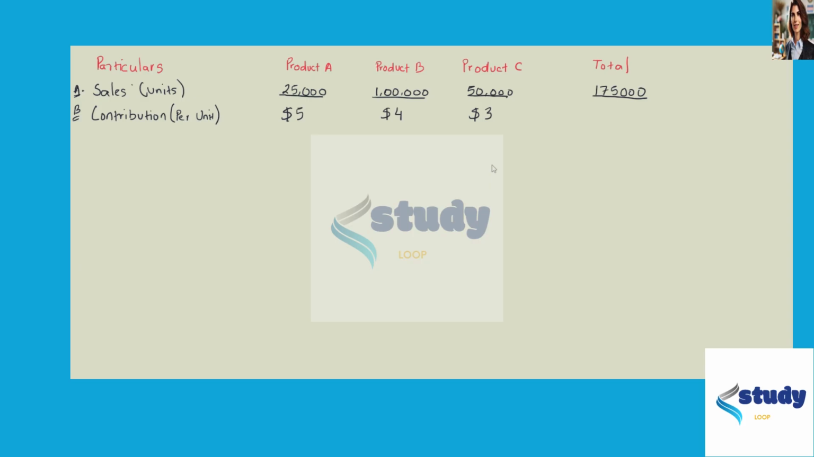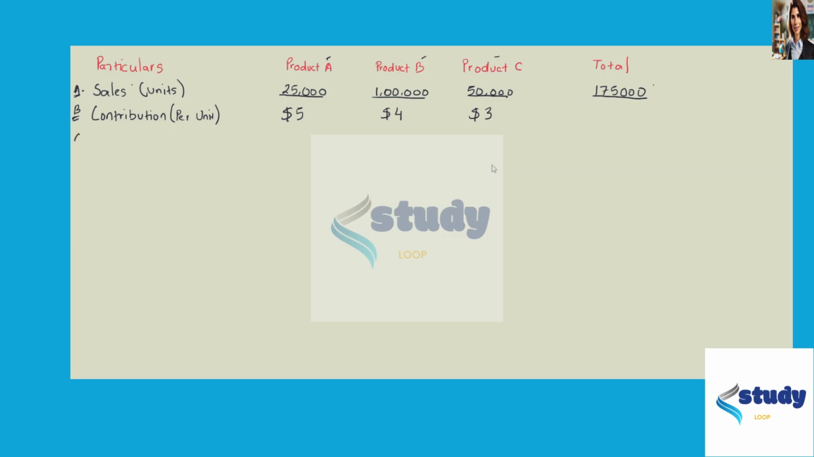Okay, in the given question, Canusa company has three product lines, that is product A, B, and C, and the expected sale is 175,000 units. Out of these 175,000 units, product A, the beer mug A, will be sold 25,000 units. Similarly, B 1 lakh and C 50,000. Also, the contribution per unit is given, that is $5 for beer mug A, $4 for beer mug B and $3 for beer mug C.